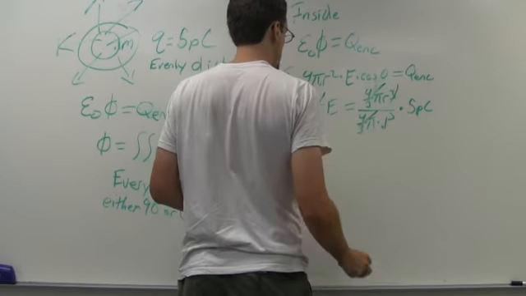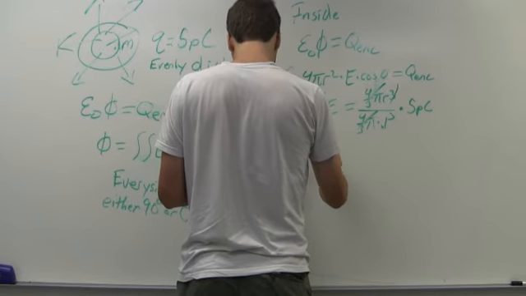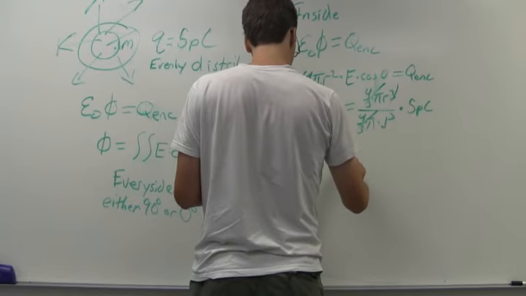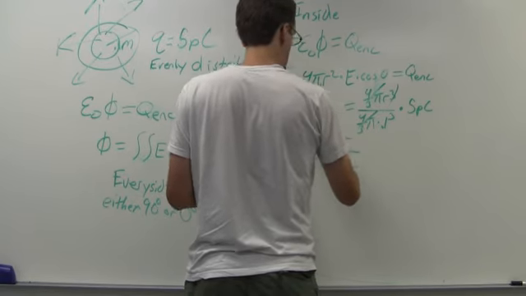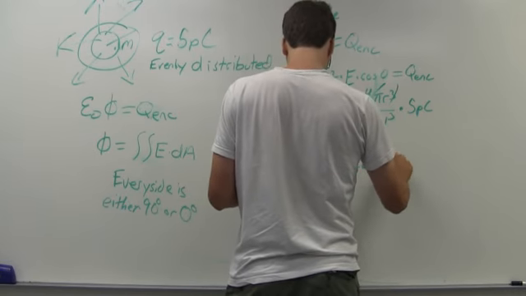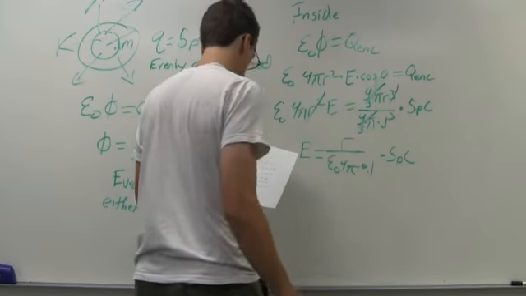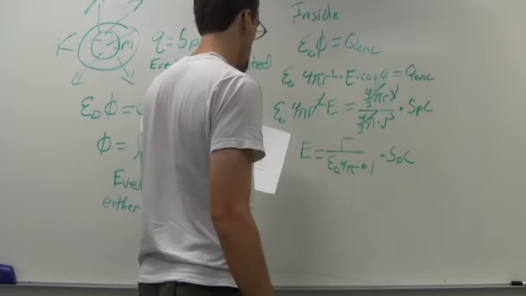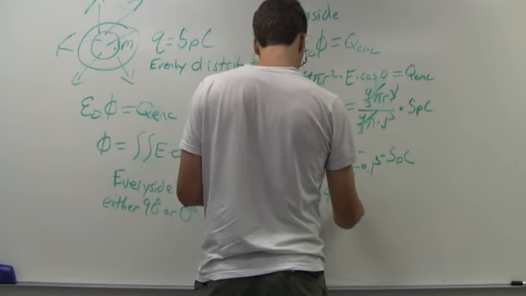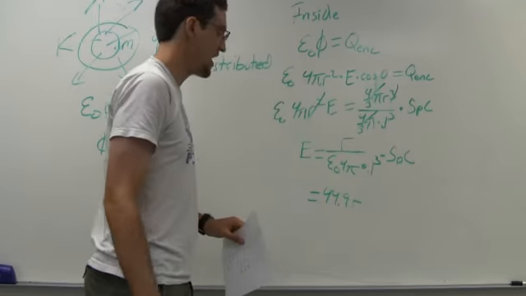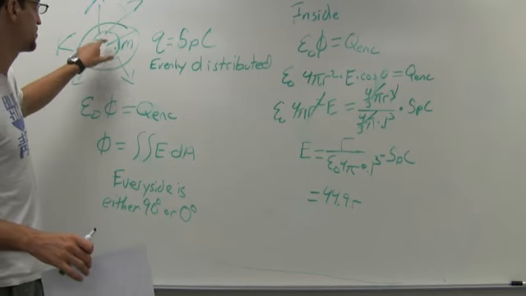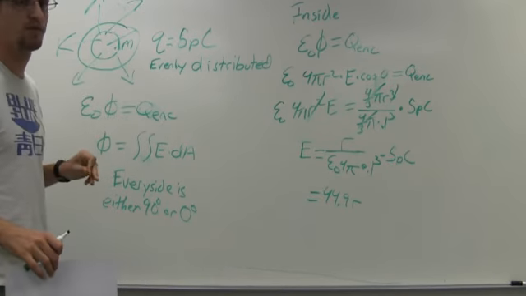The r squared cancels, and we should get that E is equal to r over epsilon naught times 4 pi, that comes from over there, times 0.1 cubed, all times 5 picocoulombs. And this should come out to be 44.9 r. And that is the electric field inside the sphere. It increases linearly as we move outward.